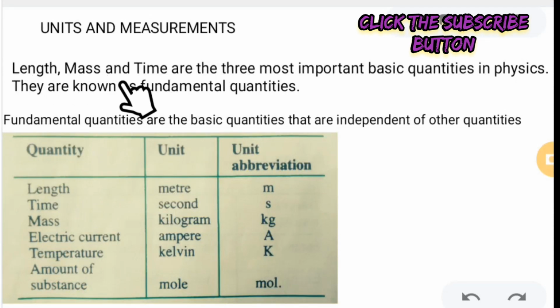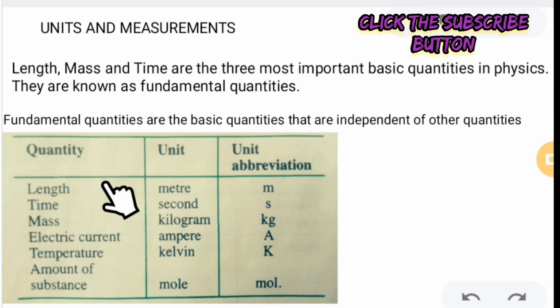Length, mass, and time are the most important basic quantities in physics. Just like the way I've written it on the screen, they are known as fundamental quantities. You might be asking, what are fundamental quantities? Well, fundamental quantities are basic quantities that are independent of other quantities. That means they cannot be defined in terms of other quantities or derived from other quantities. We know our length, time, and mass are the three most important basic quantities in physics.